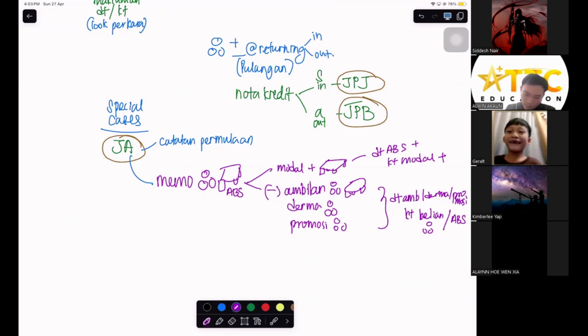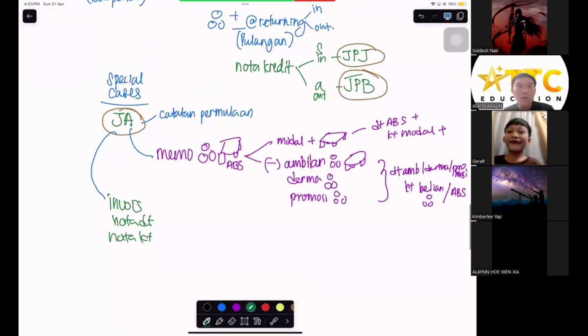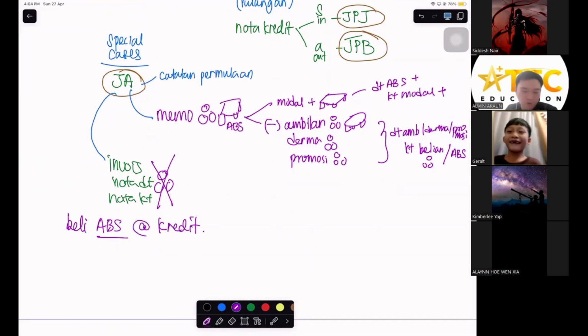And another one more. You see invoice again, nota debit, and nota credit. Why do we use journal am again? Okay, this is the situation where you buy something secara kredit. Normally it is your ABS. Beli some ABS secara kredit. Then you put into journal am.